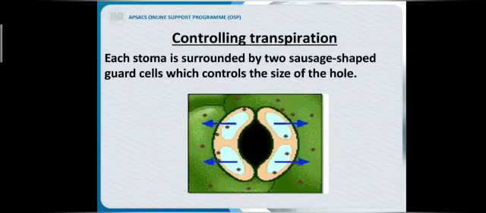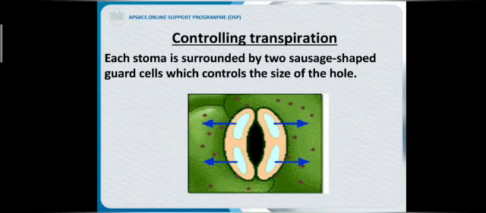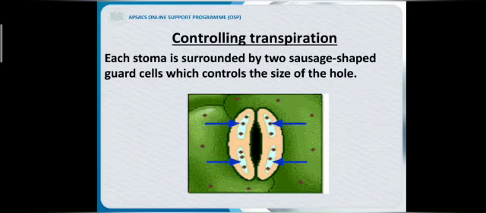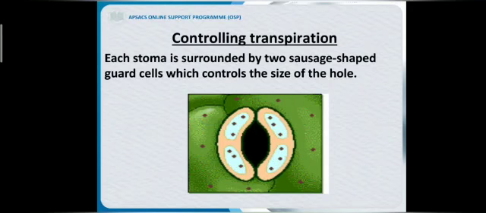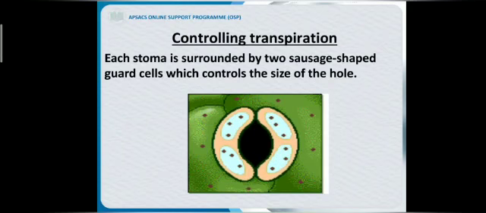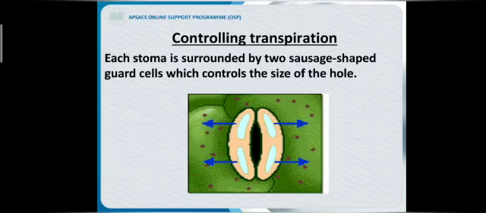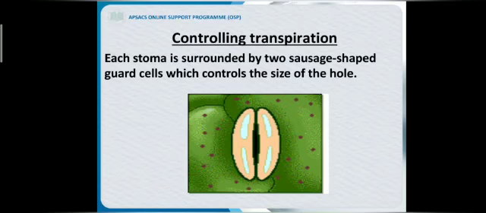How is transpiration controlled? Each stoma, the singular of stomata, is surrounded by two sausage-shaped guard cells which control the size of the hole. If you see in the diagram, when water goes inside, the size increases, and when water goes outside, the size decreases. This is the work of stomata.